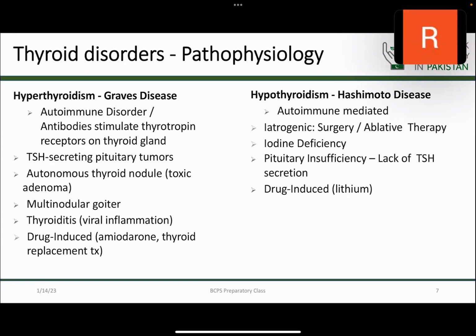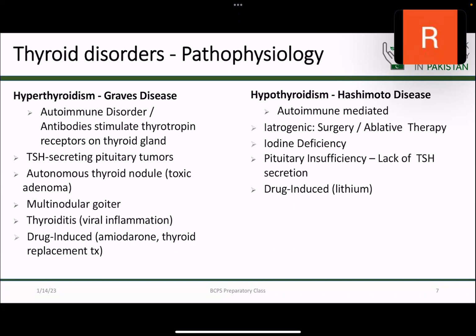On the other side, in cases of hypothyroid state, the most common state is Hashimoto disease, which is also an autoimmune mediated disease. But in this one, the immune system generates antibodies against the thyroid itself. So actually the antibodies destroy the thyroid gland, and the ability of the thyroid gland to secrete T3 and T4 decreases. So that's why there is deficiency of thyroid hormones.